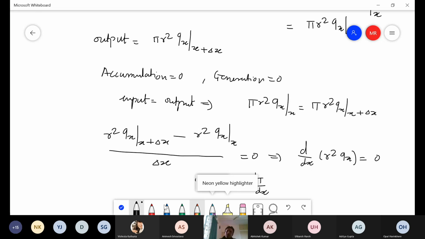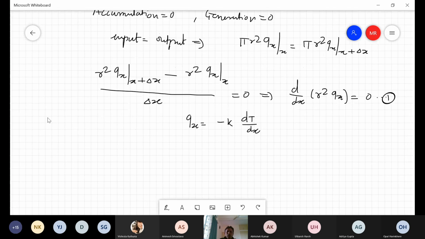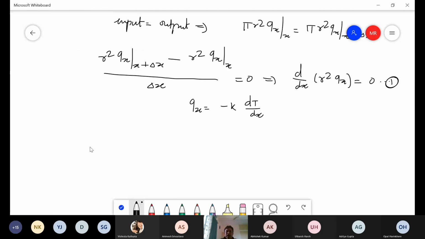Okay. So now let us look at this equation number 1. Equation number 1 we can integrate easily, isn't it? So from 1, r square qx will be given as c1. Correct. So from this qx is given as c1 by r square. This is equation number 2, isn't it?